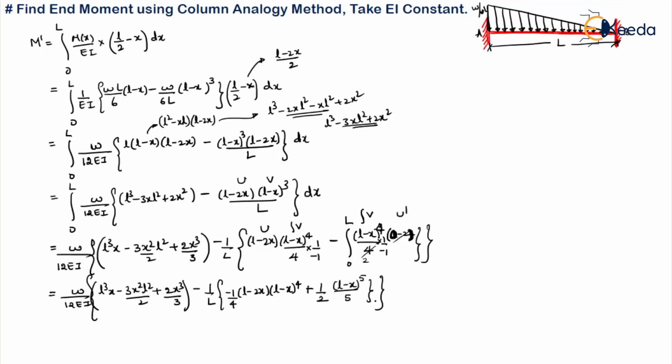After this, you have to do the upper limit minus your lower limit, because we have to apply 0 to L limits. I'll just do the direct final value. You can do the simplification. It's very simple. Upper limit you have to apply, then do your minus lower limit, and do the normal mathematical simplification. So your m dash will be equal to WL power 4 by 720 EI. This will be your m dash value. Please calculate and check.